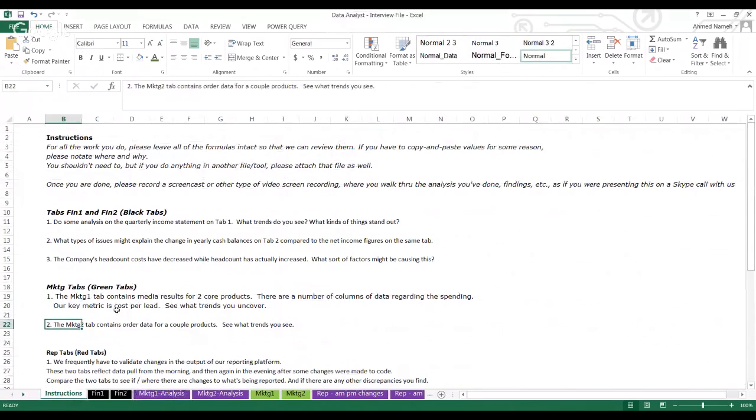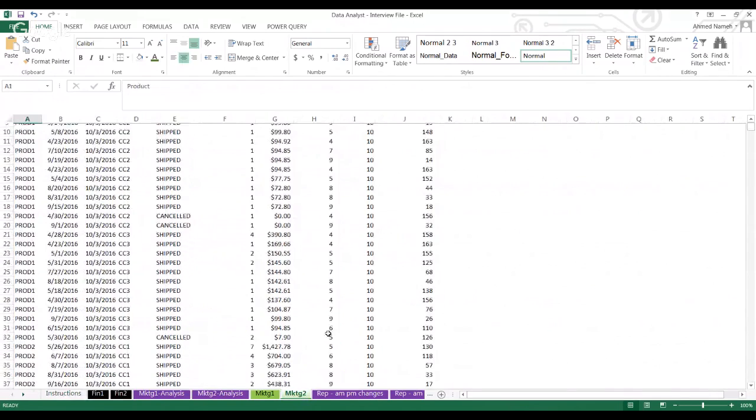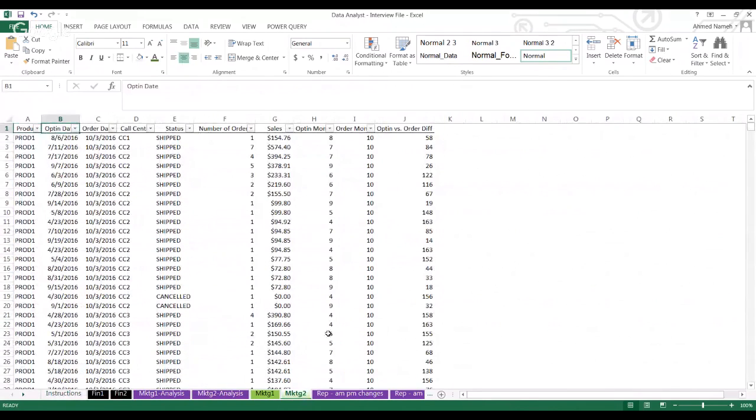Moving on now, Marketing tab 2 contains order data for a couple of products. See what trends you see. So this is the Marketing 2 tab. You've got a couple of dates, your opt-in date, your order date, call center, status, number of orders, sales or revenue. I've added these additional columns for the case of doing my analysis.